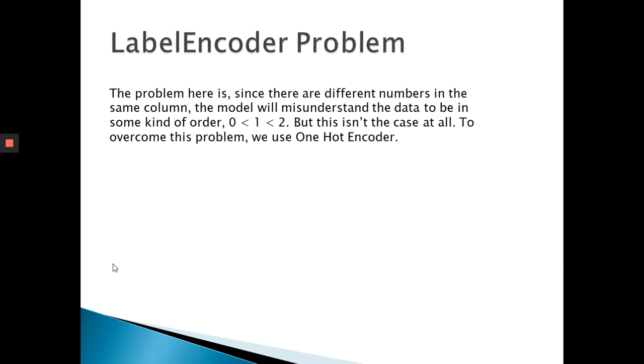Now, there is a problem attached with this label encoder class. Since there are different numbers in the same column, the model will misunderstand the data to be in some kind of order, like 0 is less than 1 and 1 is less than 2. But this is not the case at all. To overcome this problem, we use the one hot encoder.